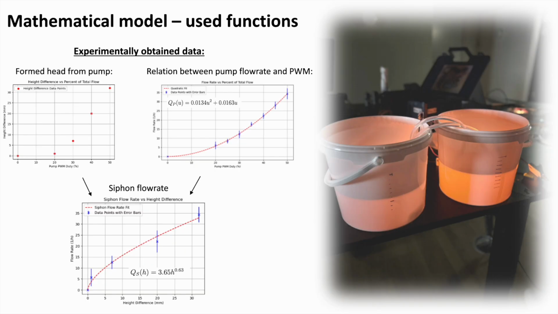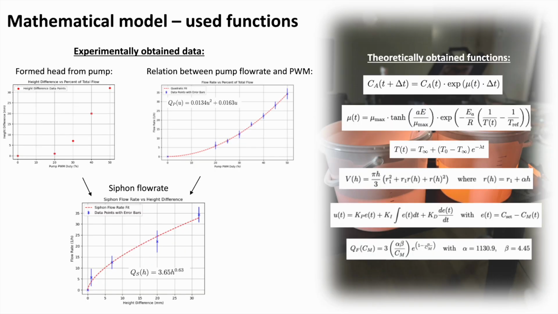To regulate the tube flow rates accurately, we developed a mathematical model centered on the pump and siphon systems. Flow rates were measured experimentally and fitted to enable reliable predictions. Additional model functions sourced from research papers can also be observed.